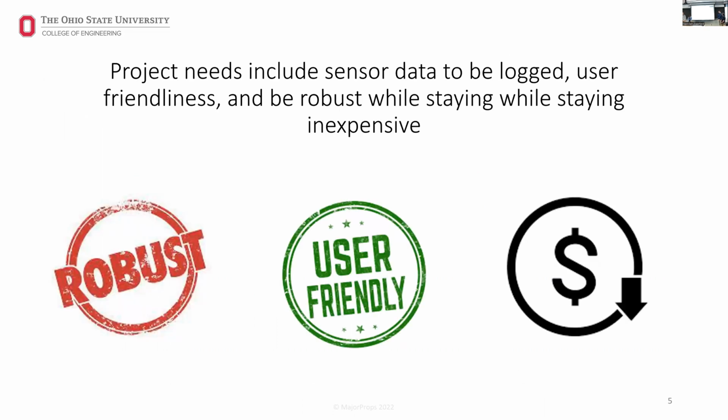Since the last one, we've defined or sort of narrowed down our project needs to our three major ones. It must be robust, user-friendly, and inexpensive. These are the three main concerns with the current test stand that they have. And so those are our three primary needs.